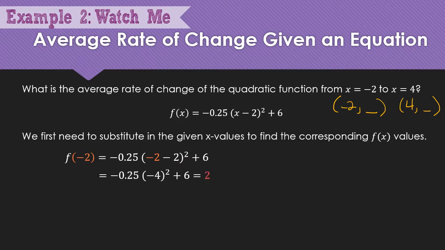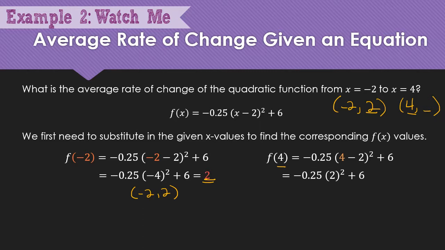And then if you evaluate that in your calculator, you end up with 2 as our answer. So my first coordinate would be -2, 2. That was my y value when x was -2. We do the same thing again, but this time I do it for 4. So now I evaluate my function at 4. It would look like this: -0.25 times the quantity of 4 minus 2 all squared plus 6. And 4 minus 2 in the parentheses would just simplify to 2. And when I evaluate that expression in my calculator, I get 5. So my coordinate here is 4, 5.